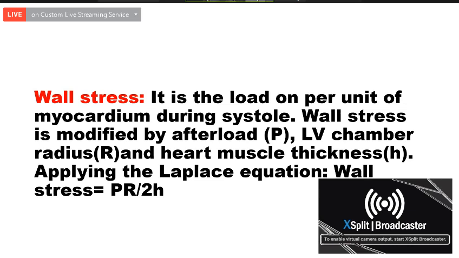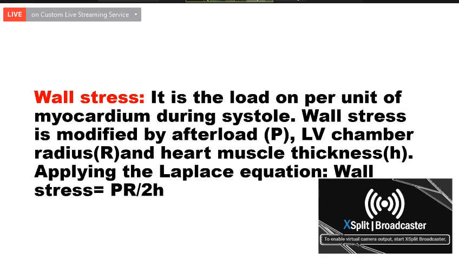Applying the Laplace equation, wall stress is equal to afterload times radius divided by the thickness. So the afterload as well as the radius increases the wall stress, while the thickness reduces the wall stress.